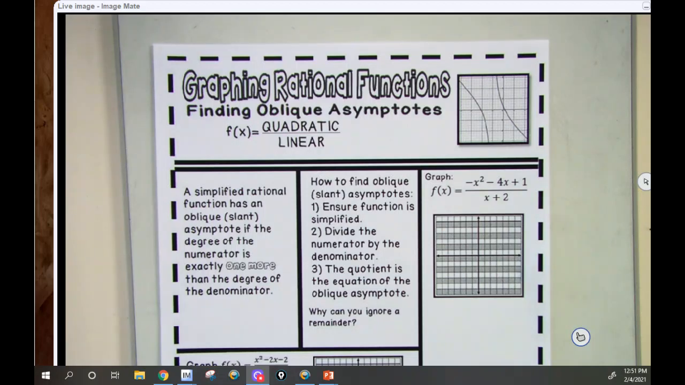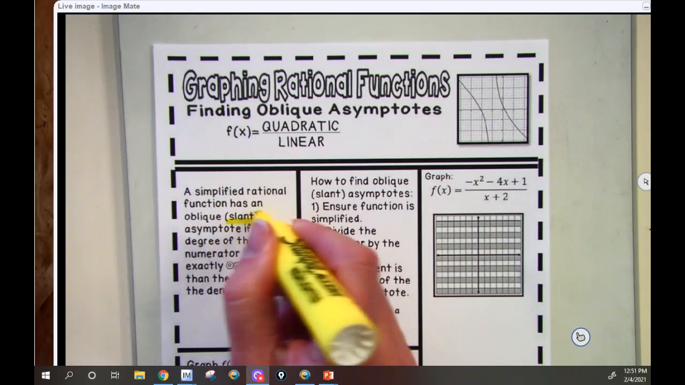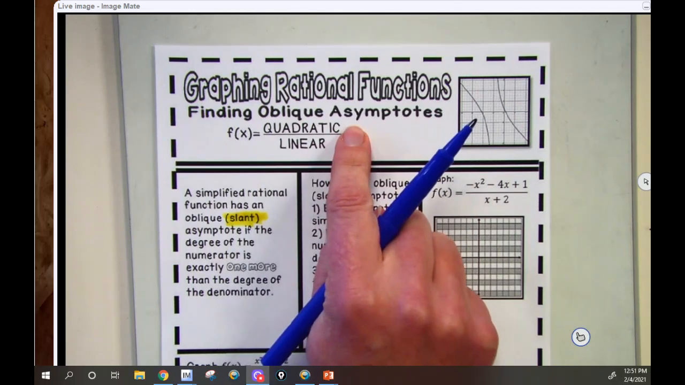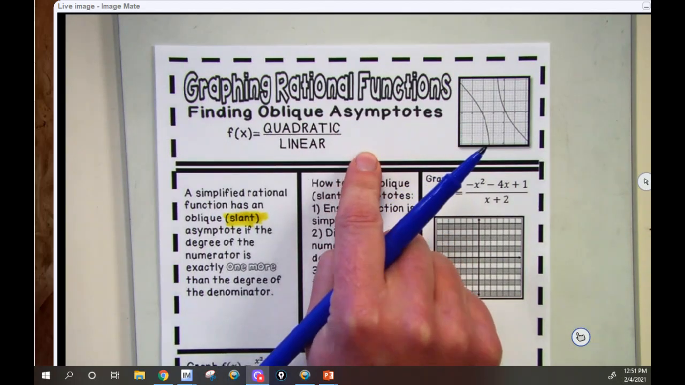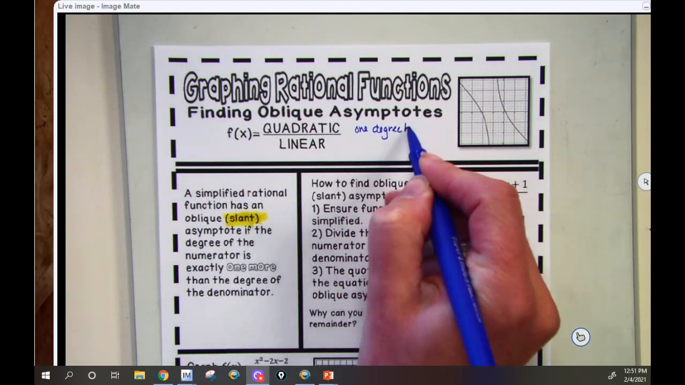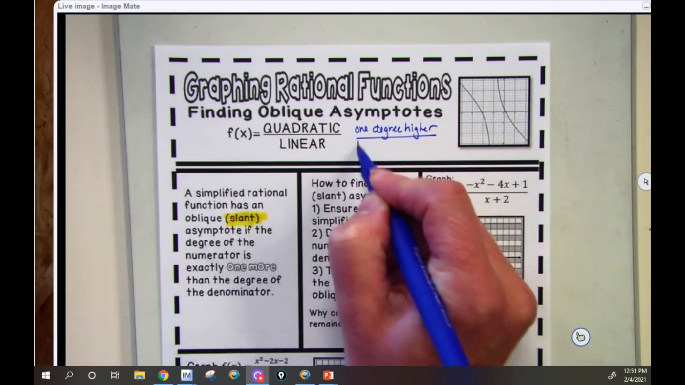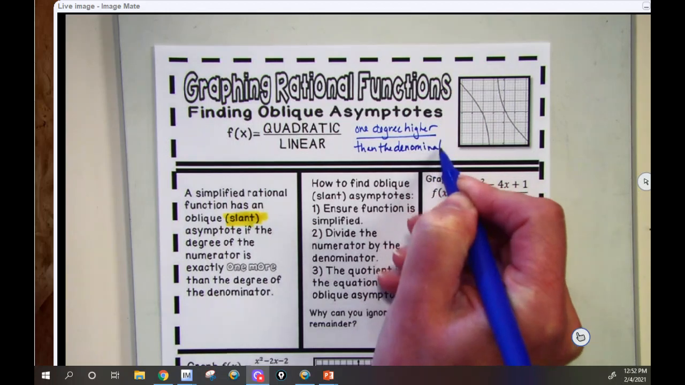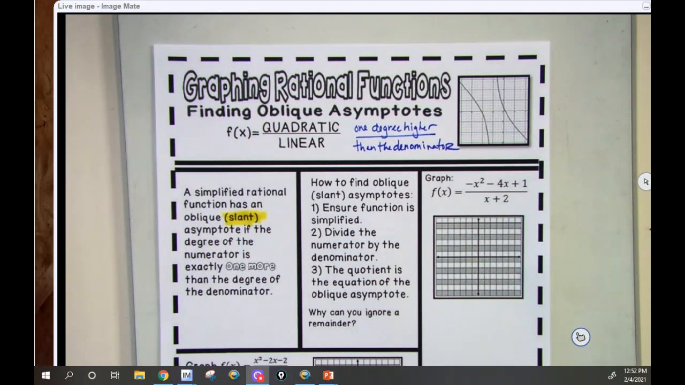Finding oblique asymptotes. So we've done vertical, we've done horizontal. Guess what oblique means? Yeah, it's a fancy name for slant or a diagonal asymptote. We get an oblique asymptote whenever the numerator is 1 degree more than the bottom. So 1 degree higher than, does that even make sense? Does that look like a fraction? Write that however you need to, but 1 degree higher than the denominator.